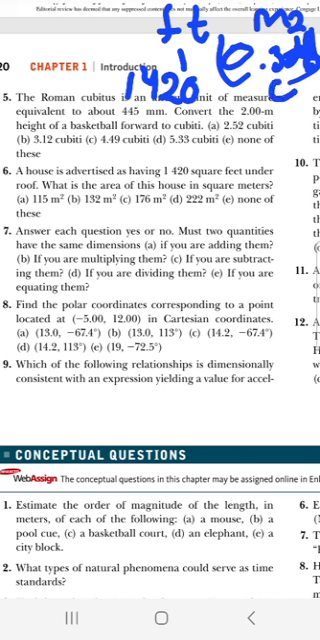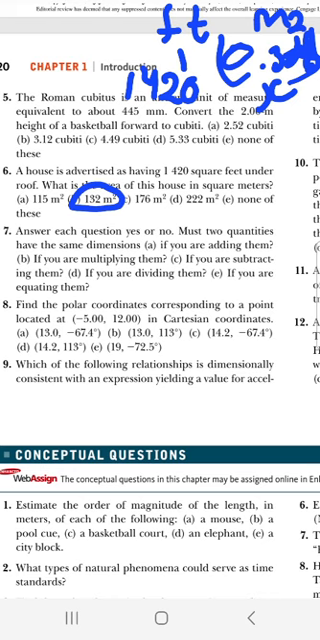So to get the answer, I'll have to multiply 1420 times 0.3048 cubed. Sorry, not cubed, squared. And we get the answer as 131.9, which is 132.